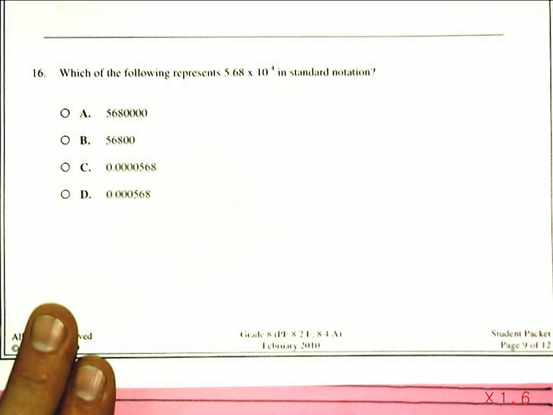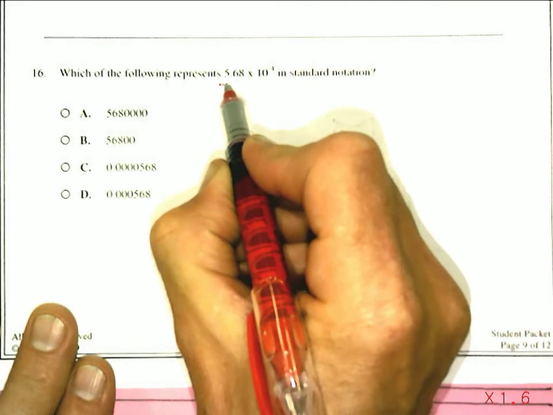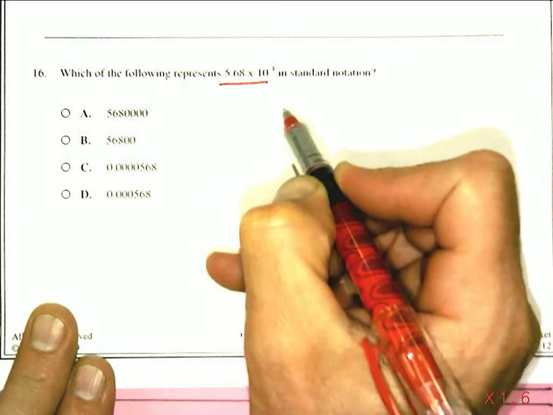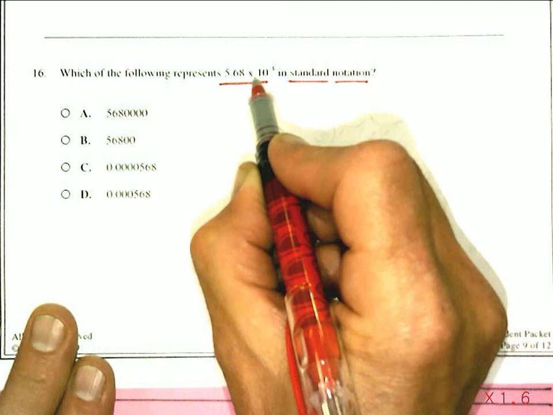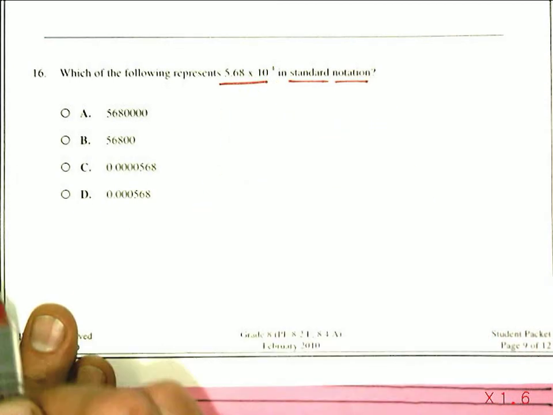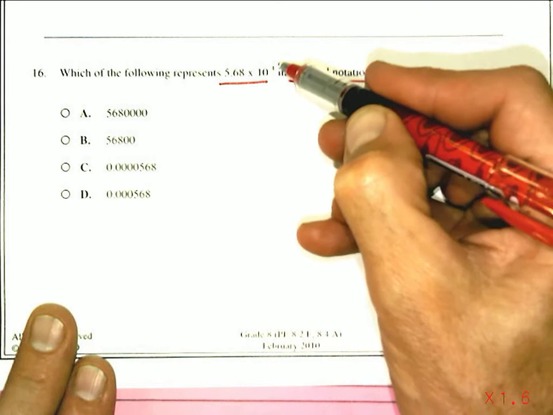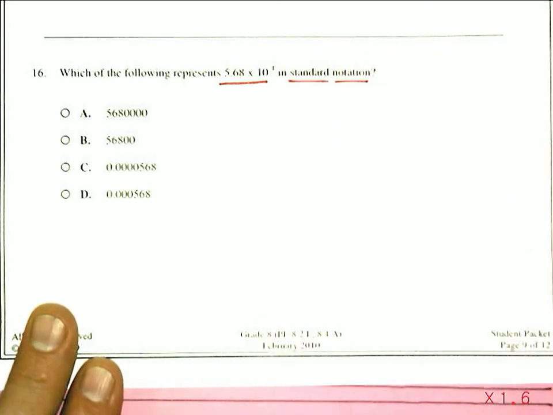Problem 16 is another scientific notation problem, and in this problem we're simply asked to take this number, 5.68 times 10 to the negative fourth power, and put it into what we call standard notation, which means we want to get rid of the times 10 to the fourth power and actually put it into what this number would actually be. Now, with scientific notation, when you have a negative exponent, it means it's a very small number. It doesn't mean it's a negative number.